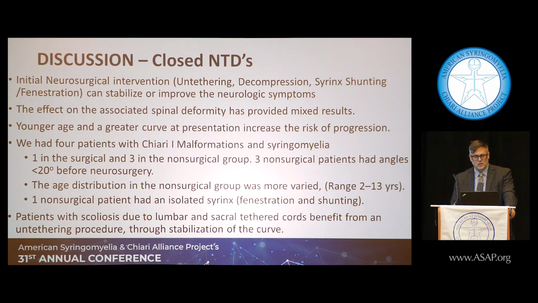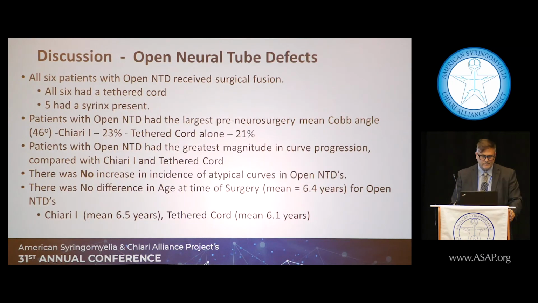Patients with scoliosis due to lumbar and sacral tethered cords can benefit from untethering and stabilization of the curve. So if you have a tether, whether it be a simple tethered cord or a tethering from a lipomatous malformation, or Chiari, because I almost consider Chiari to be a tethering, then surgery for all of those disorders can result in stabilization of the curvature of the spine. And that's important because you're trying to prevent a much larger surgery, once again, in fusion.